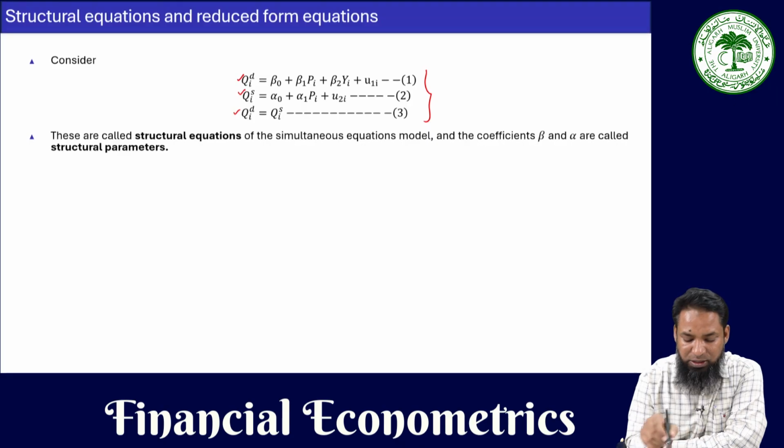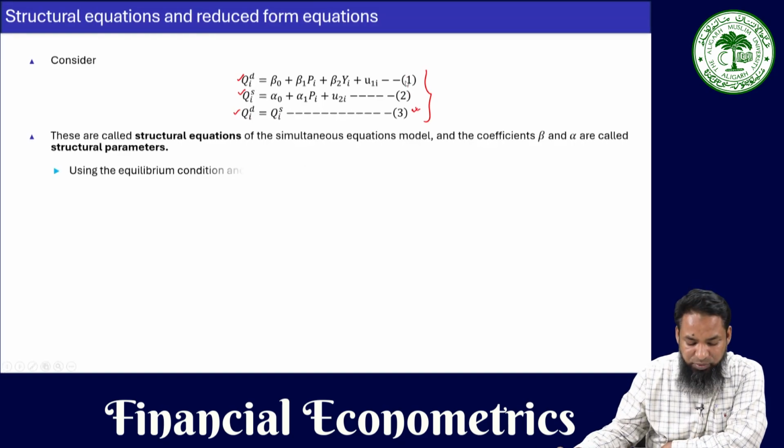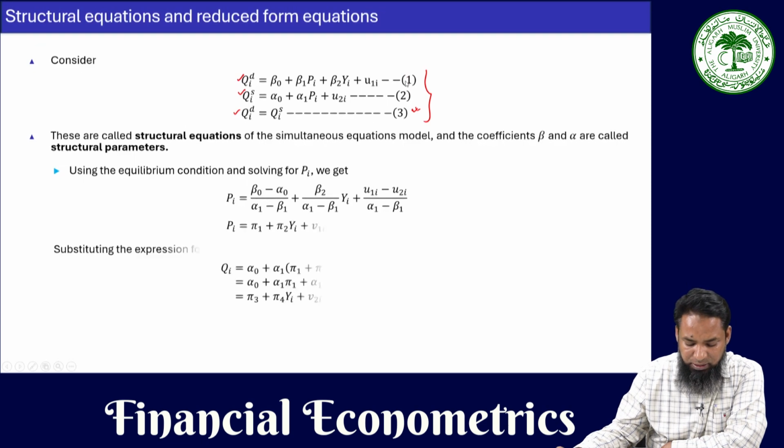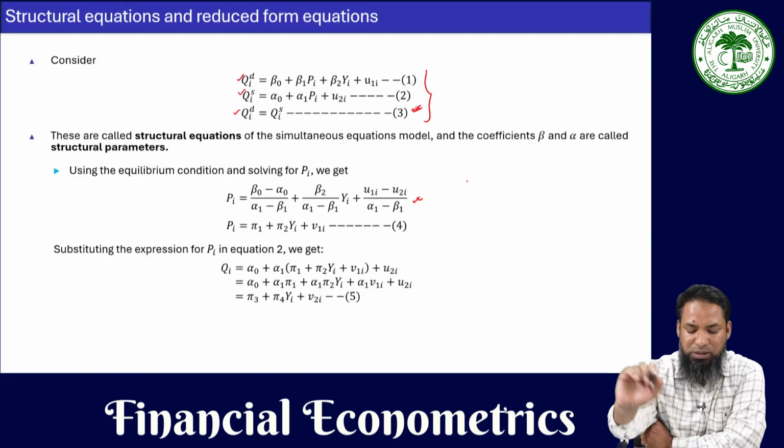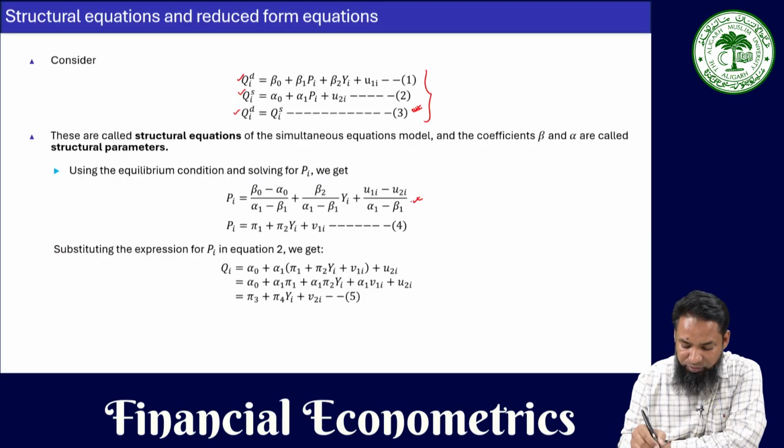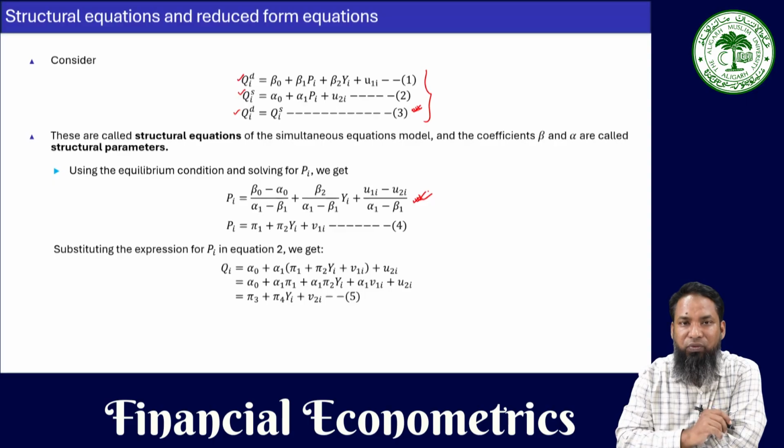However, we have the relation here: the quantity demanded equals the quantity supplied. If we use these equations and equate equations 1 and 2, then by solving that we can get the price P in the form of beta 0 minus alpha 0 over alpha 1 minus beta 1. So we get this equation by using the third relation, where we equate the quantity demanded with the quantity supplied, and by solving it we get the relation in this particular form.